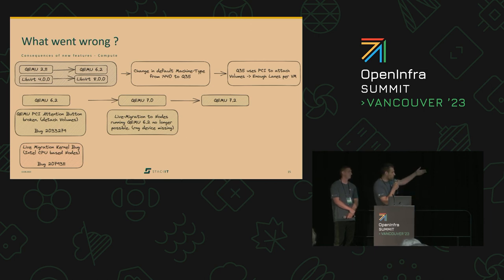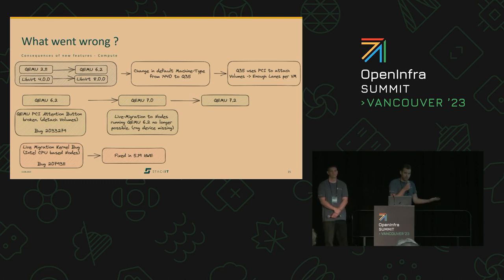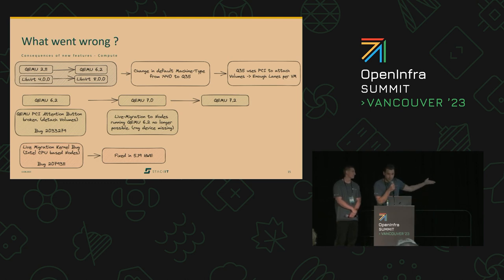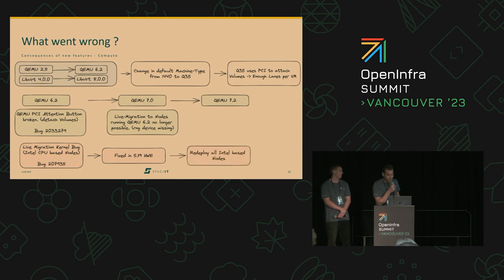So you could not just exchange the binary and say, OK, every live migrated VM is now created with a new QEMU binary. We run Ubuntu 22, so we are normally running the 5.15 kernel. It's fixed in 5.19. So basically, we had to redeploy every single goddamn Intel-based compute node at once, which is we're around 400 at that stage.